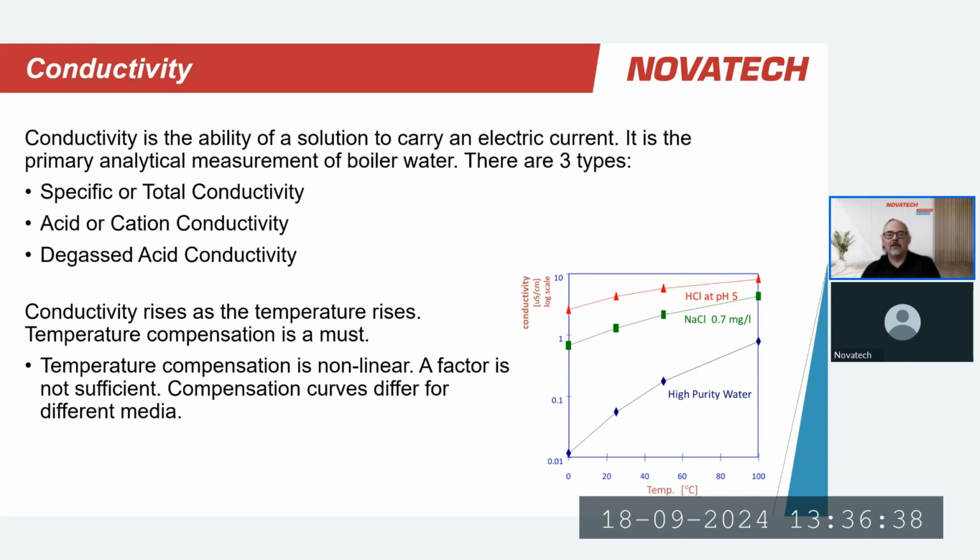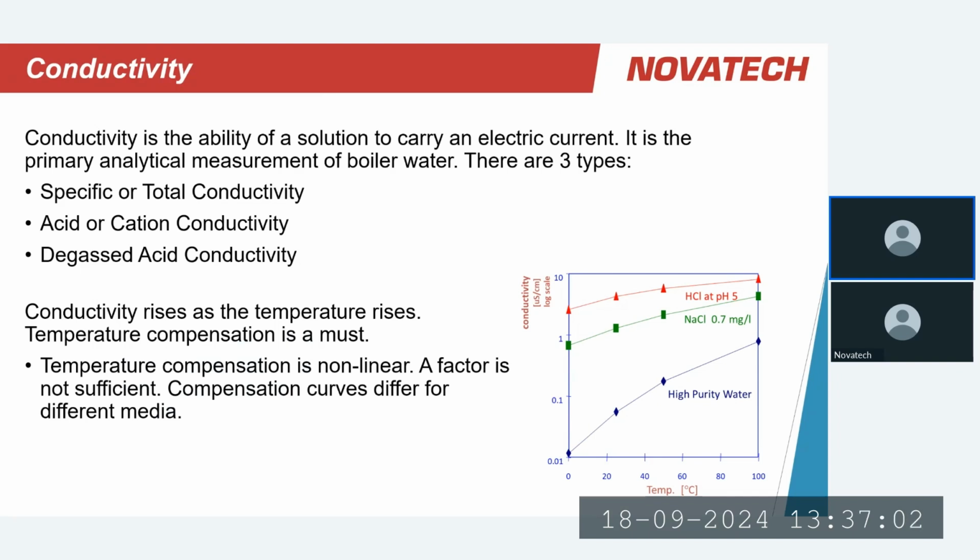The 3 types that we will see in this world are specific or total conductivity, which is just a straight conductivity measurement of the boiler water as is. The other terms you will see are acid or cation conductivity and degassed acid conductivity. And I'll talk about those 2 separately in a minute here.